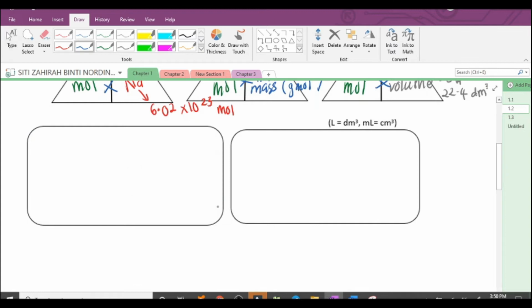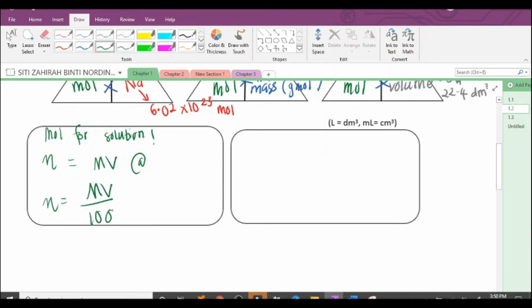So next, these two tables. In order to find the mole for solution, we have two formulas, which are, first, okay, this is my abbreviation for mole. Okay, you can write it like this in exam as well. Mole equal to MV, or mole equal to MV over 1000.